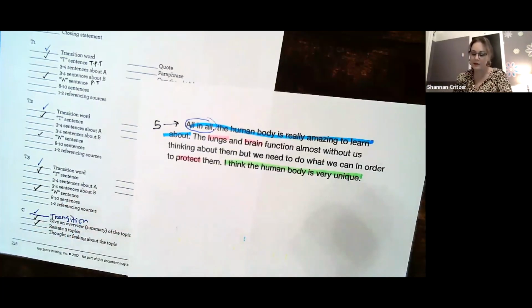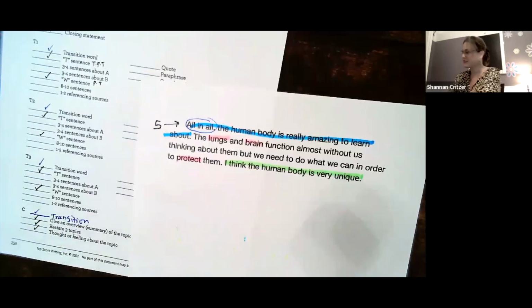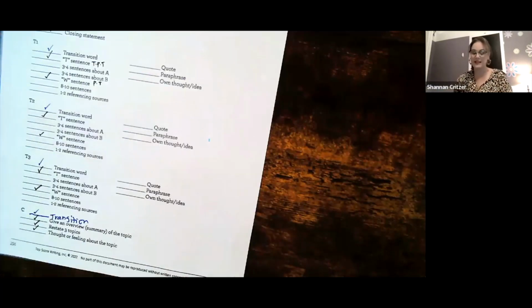Remember, you always want to wrap it up or bring it back to the central idea. That's our prompt. What is the author asking, or the prompt asking you to write about? And so that's the human body in this one. So look at this, boys and girls. We have so many great checklists or check marks. So much good is going into our paragraph, our essay.